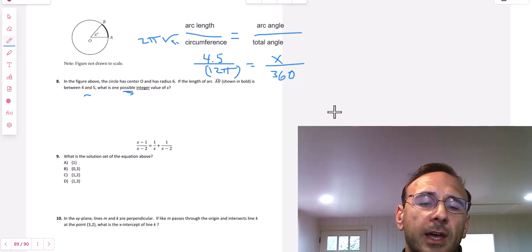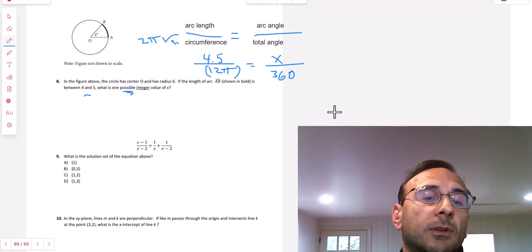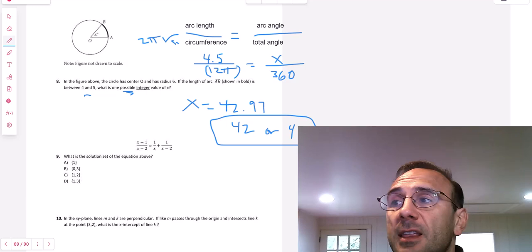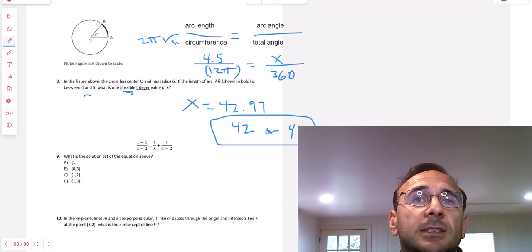So we solve that: 42.97, so you could say 43 or 42. They would accept either one of those, or even actually anything from 39 to 47. That's an integer.